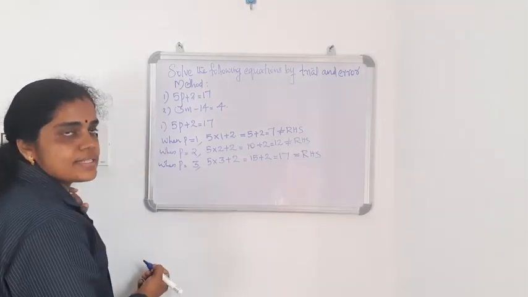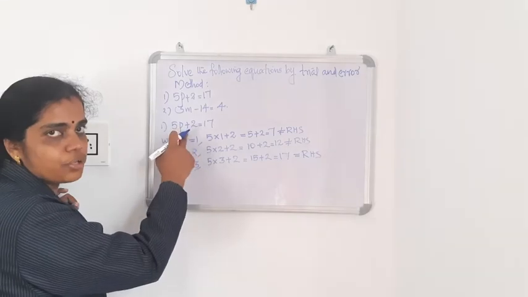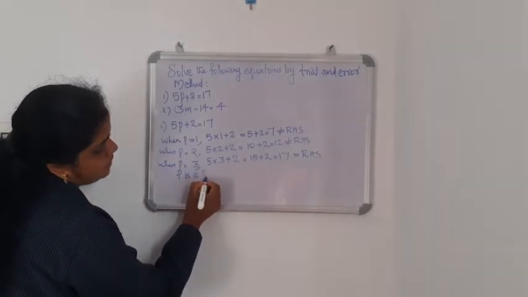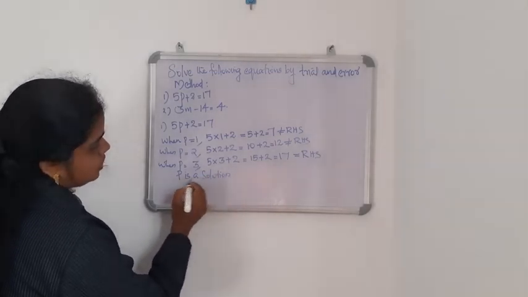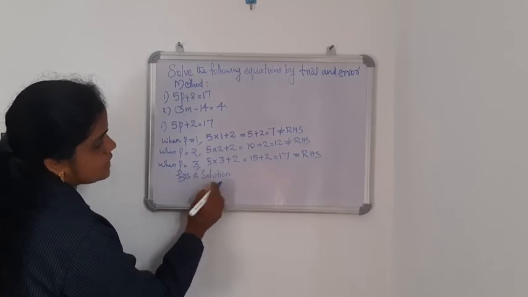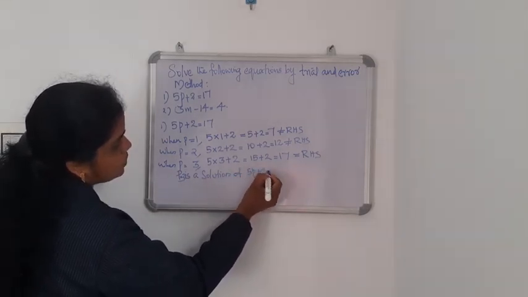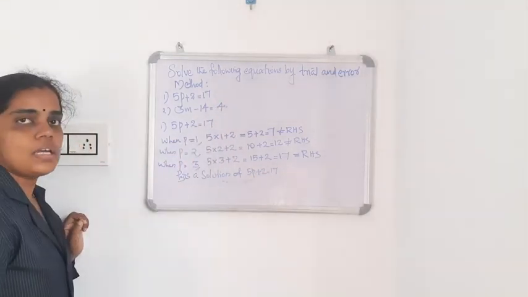So what can we say? p equal to 3 is a solution of this equation. We can conclude p equal to 3 is a solution of 5p plus 2 equal to 17. This is the trial and error method.